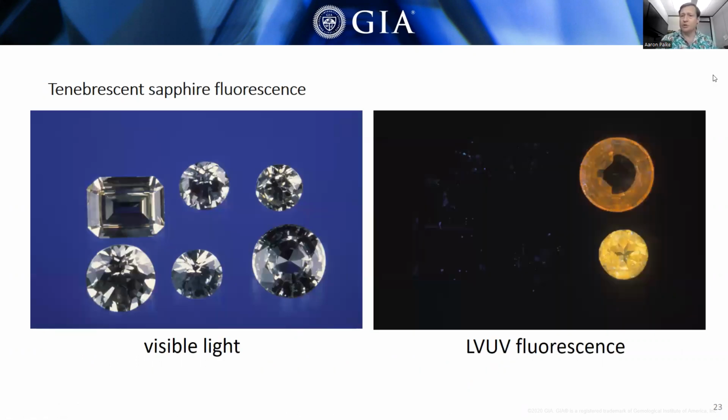So this fluorescence is also seen in tenebrescent sapphires, as shown here. Some colorless sapphires. These are all synthetic sapphires, but some of them would charge up with exposure to long-wave ultraviolet light, and those would be the ones on the right. Those two stones on the right have a strong yellow fluorescence. This is very common for tenebrescent sapphires.